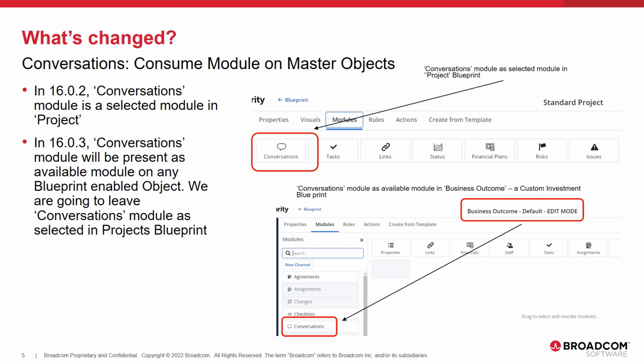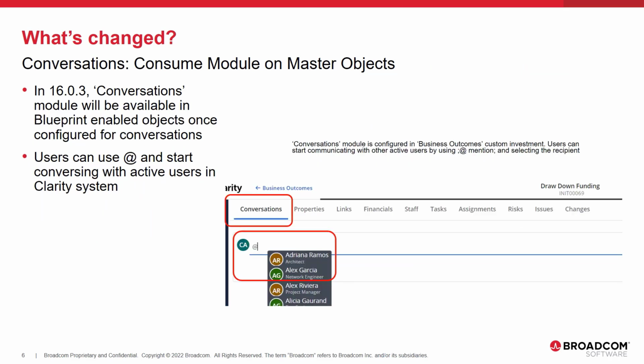Having the Conversations module added to an object will allow the user to converse from the specific workspace. We are going to leave Conversations module as selected in project's blueprint. In 16.0.3, Conversations module will be available in Blueprint enabled objects once configured for conversations. Users can use @ and start conversing with active users in Clarity system.